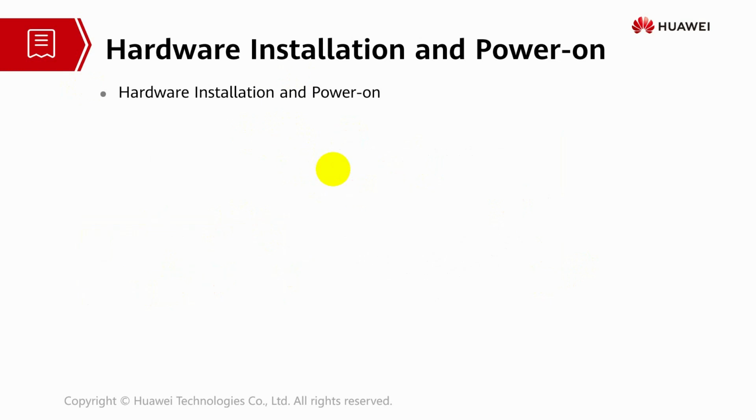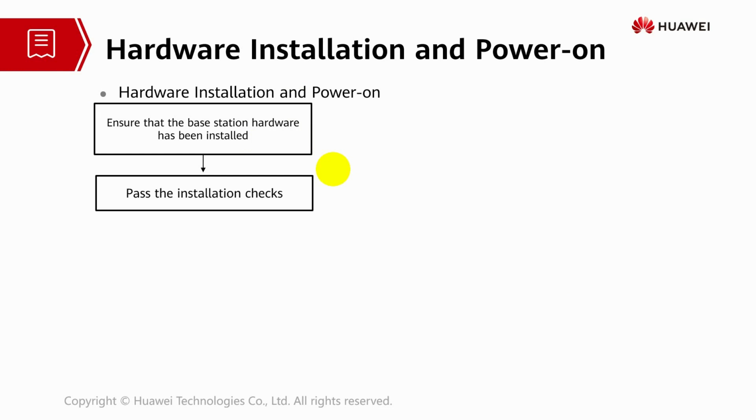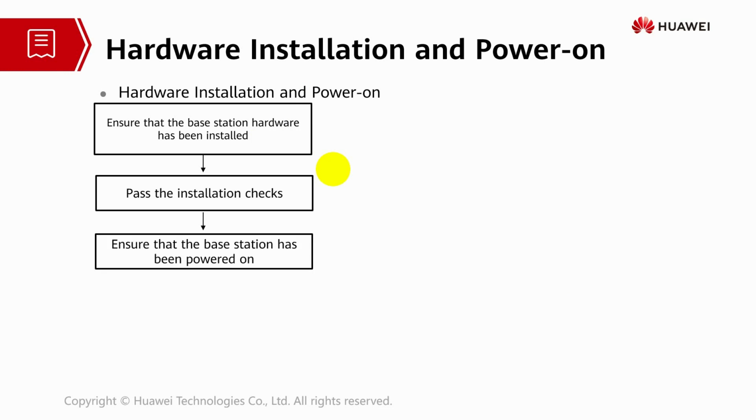Hardware installation and power on. Usually, after the hardware of the base station is installed, local engineers must perform hardware installation and power on checks. This operation can be performed together with other operations at the commissioning phase. We have to make sure the hardware has been installed and passed the installation check. First you have to ensure the base station hardware has been installed and passed the installation check. Then you have to ensure the base station has been powered on.